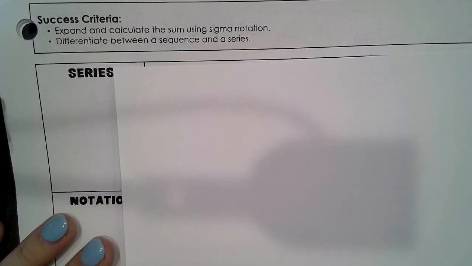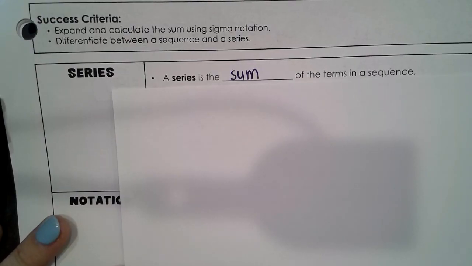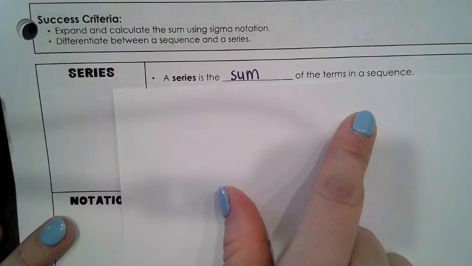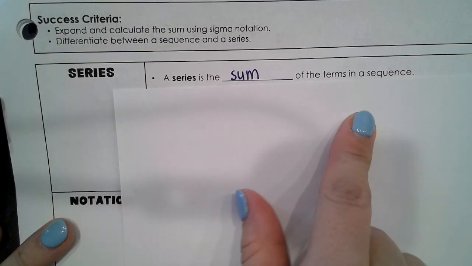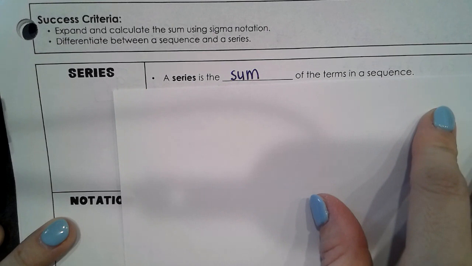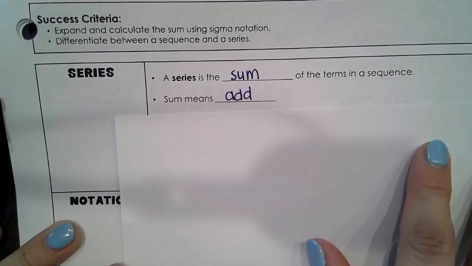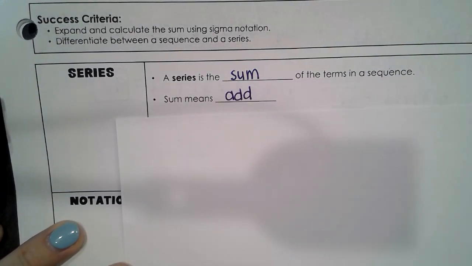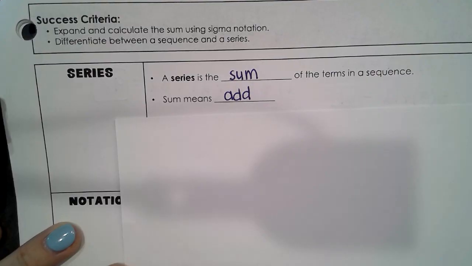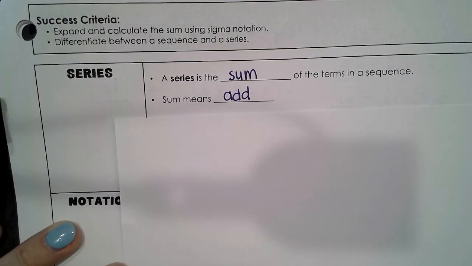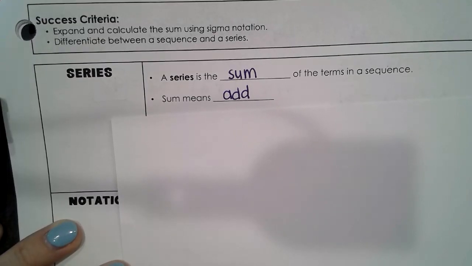So a series. A series is the sum of the terms in a sequence. What does sum mean? Sorry, sum means to add. So a series is when we have a list of numbers. A sequence is just a list of numbers. When we talk about a series, it's when we take those numbers and we add them together.